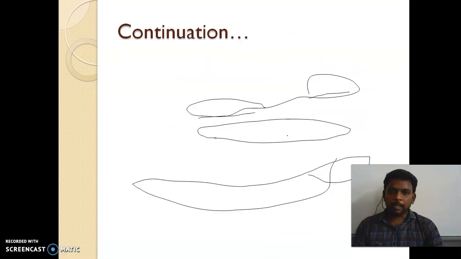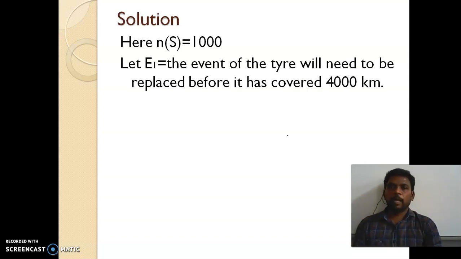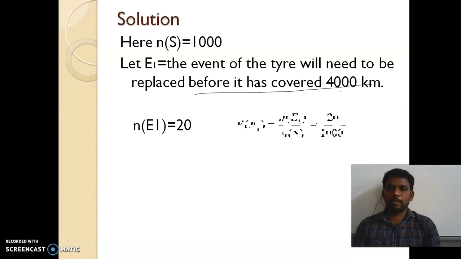Now we are going to see the solution stepwise, with the necessary steps. First, the total cases is n of S equal to 1000, and we are going to define the events. What is the first event? Before 4000 is the first event. So E1 equals the event that the tire will be replaced before 4000 kilometer, and the corresponding value is 20, which we already have seen. So 20 by 1000 is the answer for the first question.